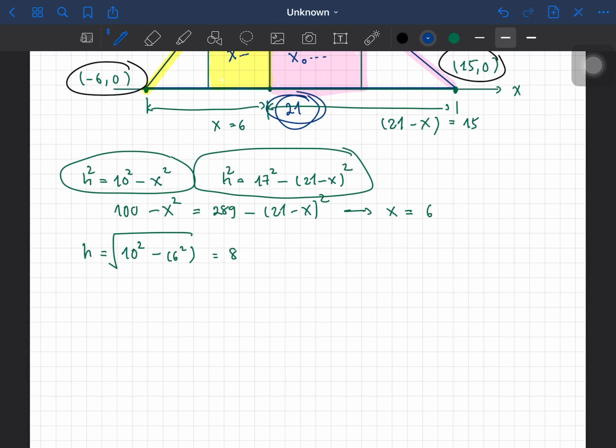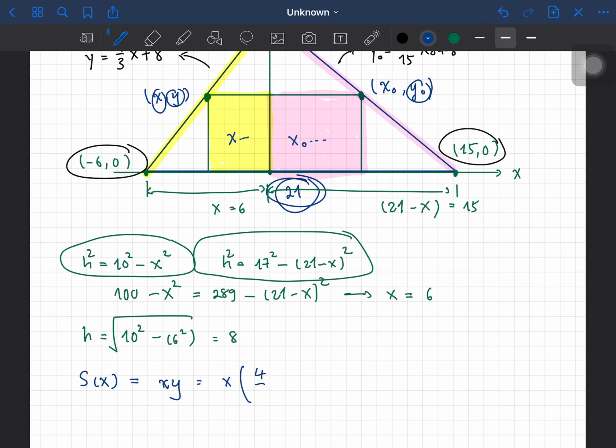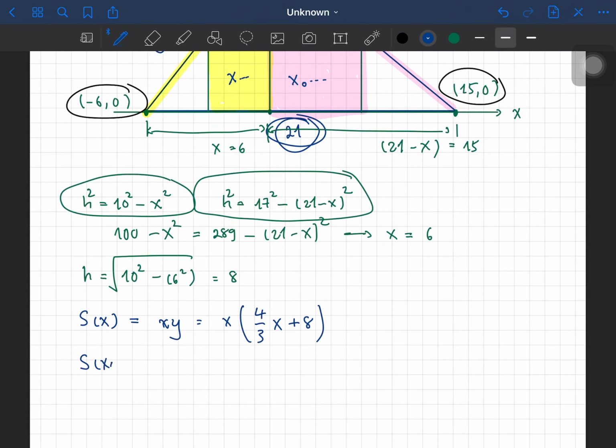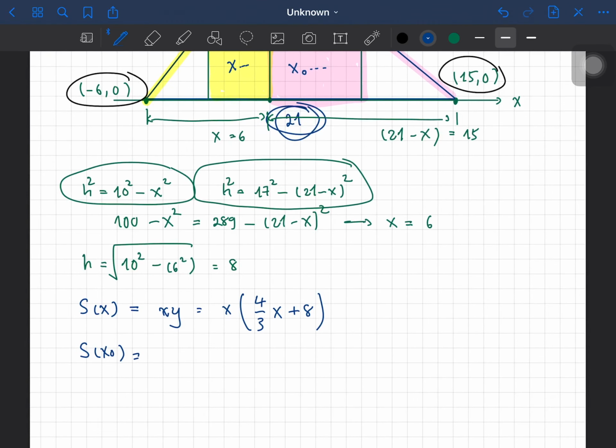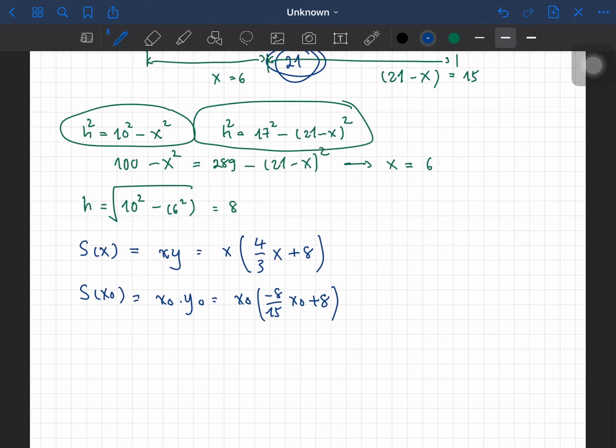We have here a function of area in terms of x. So A(x) equals this x times the y. So x times y equals x times (4 over 3 x plus 8), and then x naught, which is the area function of the red rectangle, x naught times y naught equals x naught times, in this case, (negative 8 over 15 x naught plus 8). It must be always 8.